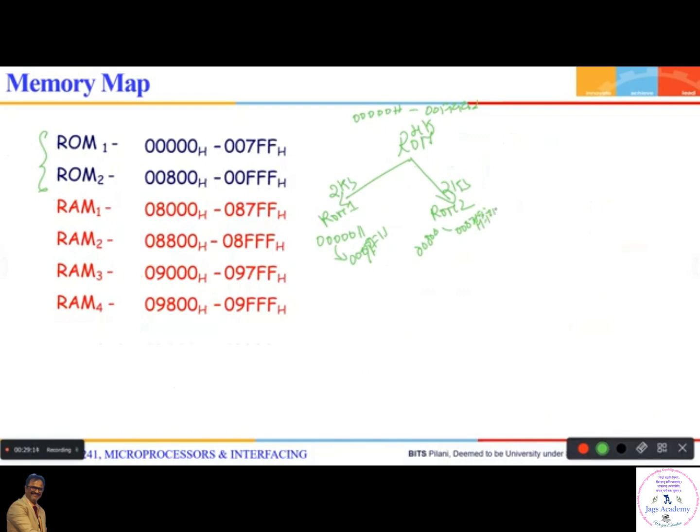Similarly, can you do it for RAM? What is the address range of RAM? Starting from, it is 8KB.